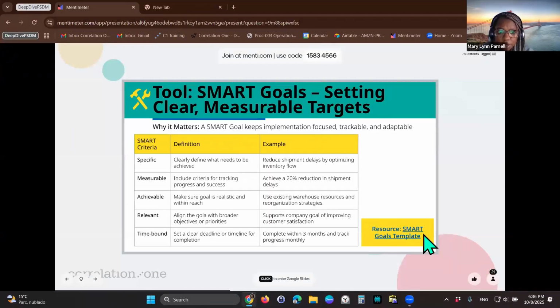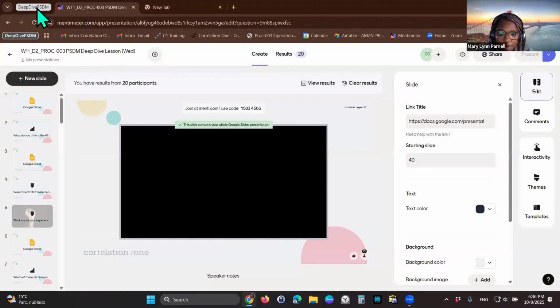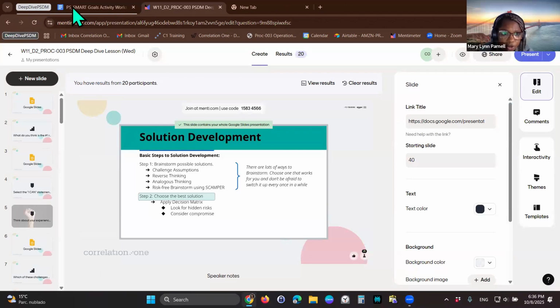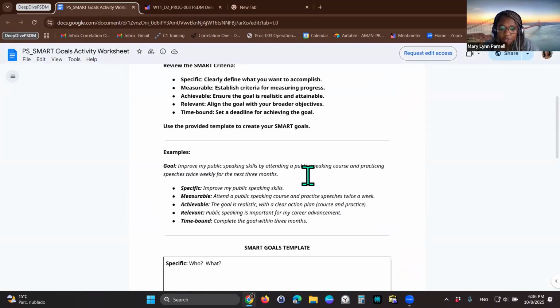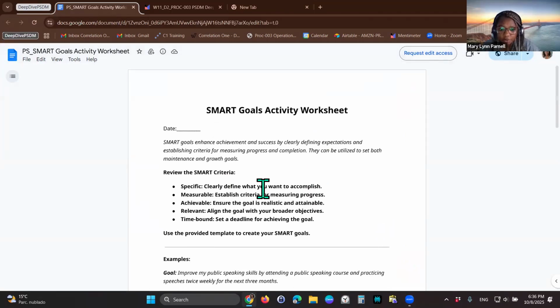Let's see, you need to go here. An example of a SMART goal worksheet is... can you see my screen? I hope I shared everything. Yes, I hope so. The SMART goal activity worksheet that you would have would help you answer the questions.